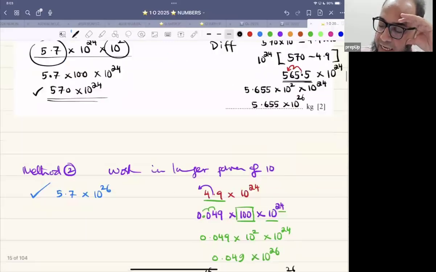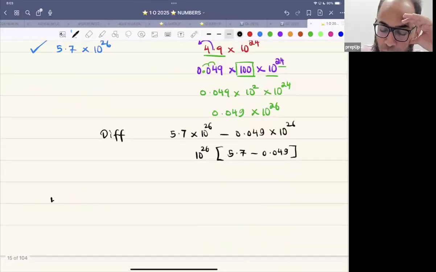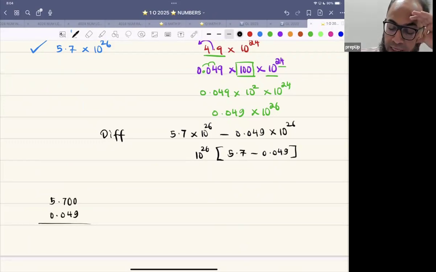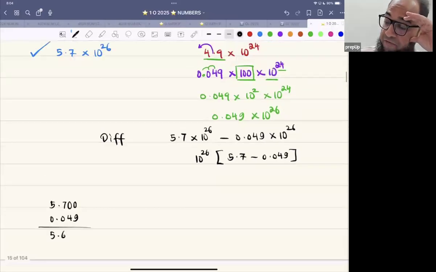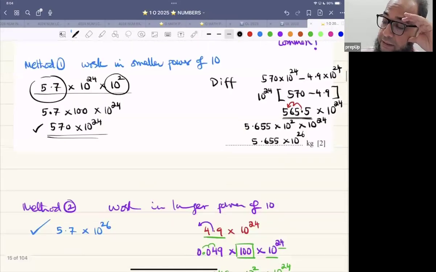So now this is 5. Let me do it on the corner. 5.7. This is 0.049. This is 5.700. So when you do the subtraction, you get 5.655. This is 4.9.